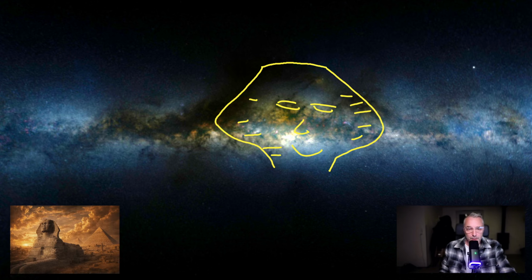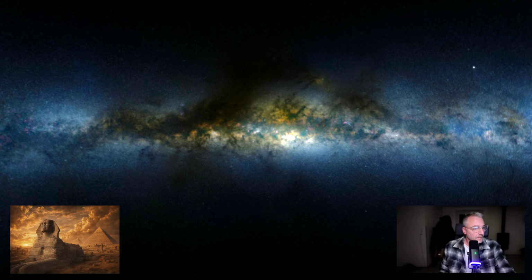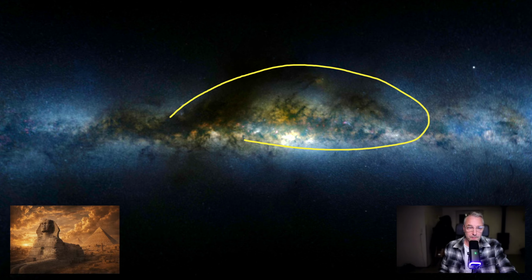Then we have to talk about the Sphinx's role as the guardian. The Sphinx is guarding the entrance to Duat, the Egyptian underworld, which is also visualized by the entire Milky Way center. So this is the underworld, or netherworld, or the Duat, where all the dead people go when they leave the mortal realm. They end in the Milky Way center, so to speak.